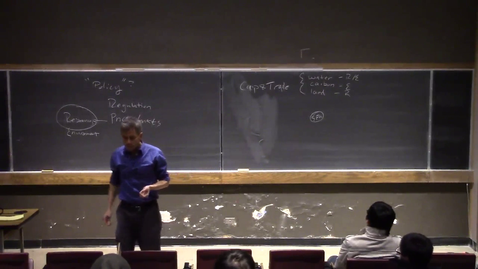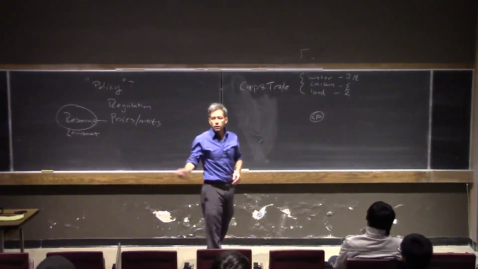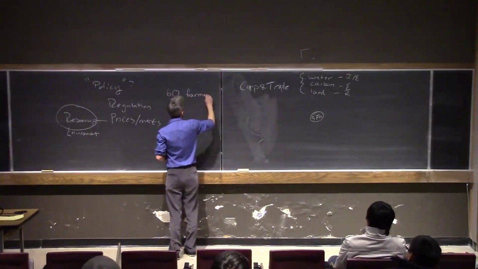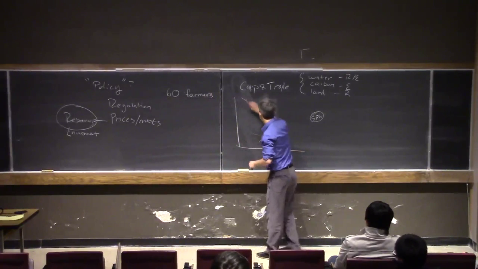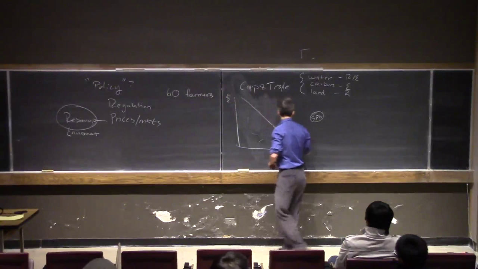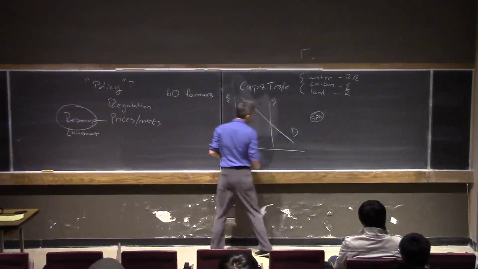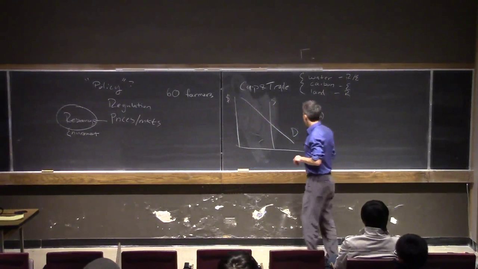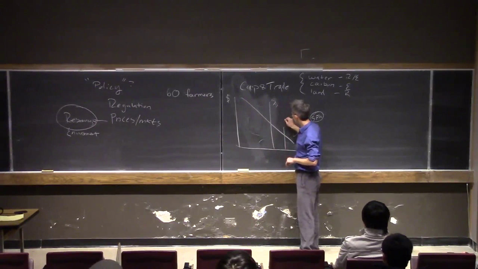Let's use a particular example. I'll start with something easy, water, and say that you're all farmers. There's 60 of you, and in aggregate, this is your demand curve for water, and there's a limited amount of water. There's a limited amount of water that's a sustainable amount of water, but because of past government policies or whatever, the actual consumption of water is here. So this is a supply sustainable, this is a supply unsustainable.